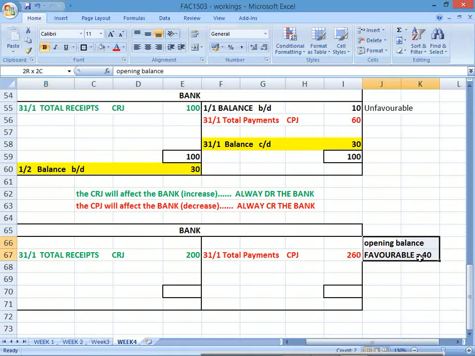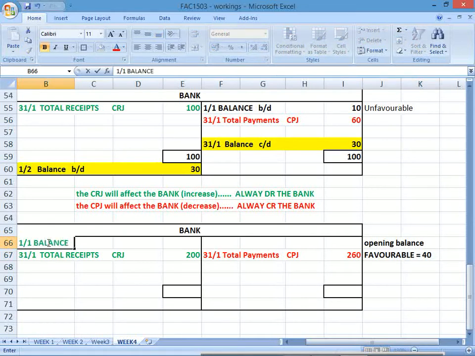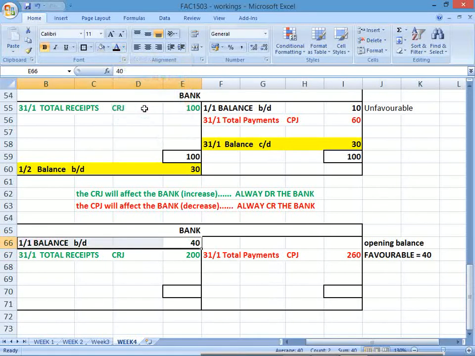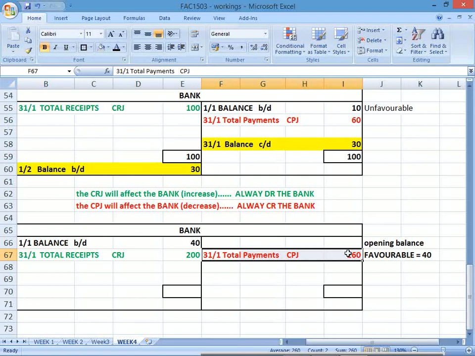Obviously the first step is to record that. The question would have said something about an opening balance, and if it's favorable, it would have gone here. Right, then you would have looked at the cash receipts journal and you would have pulled the total through to your T account. You would have looked at your CPJ and you would have pulled the total through to your T account. Okay, next step is to check which side's bigger.